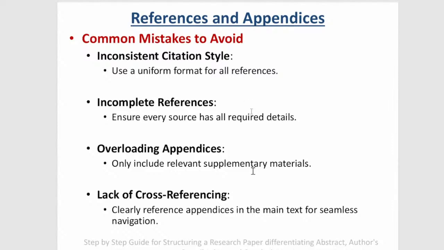References and appendices. In that particular part, what are the common mistakes that we tend to make and what should be avoided? Inconsistent citation style. We should use a uniform format for all references. There should not be certain citations following a particular style and another citation in a different style. That should not be followed.